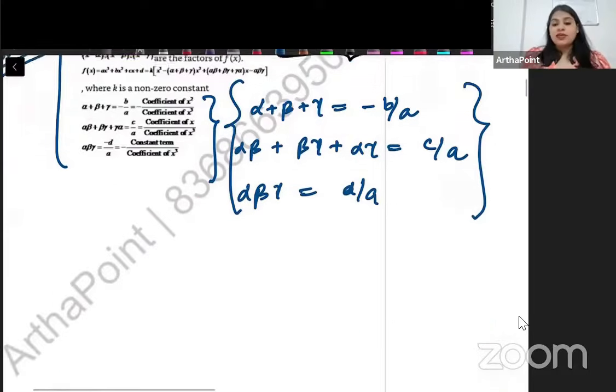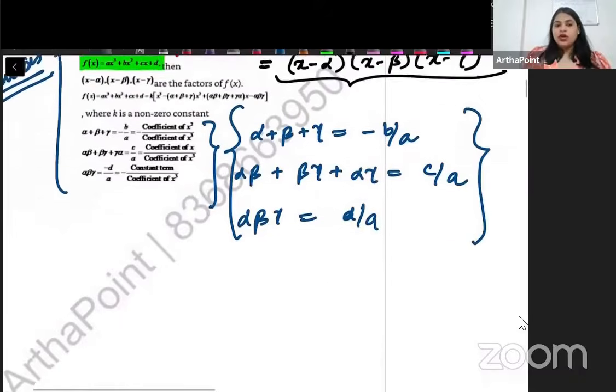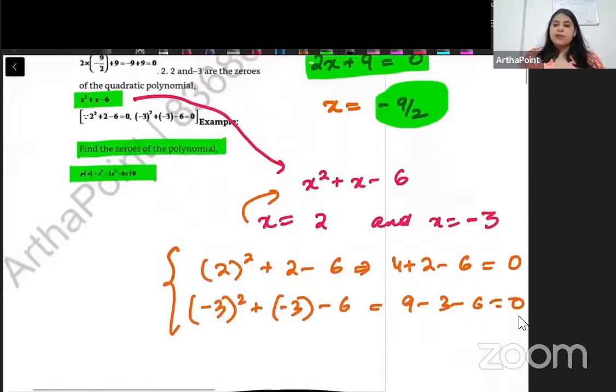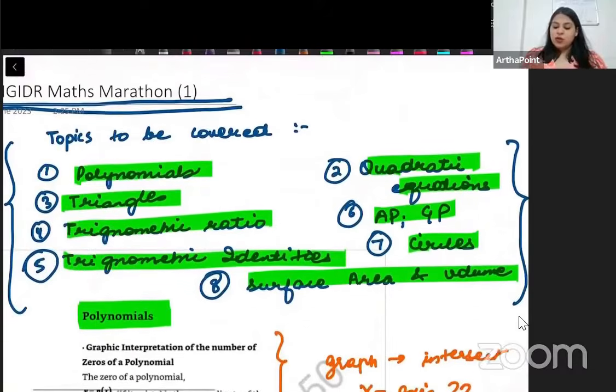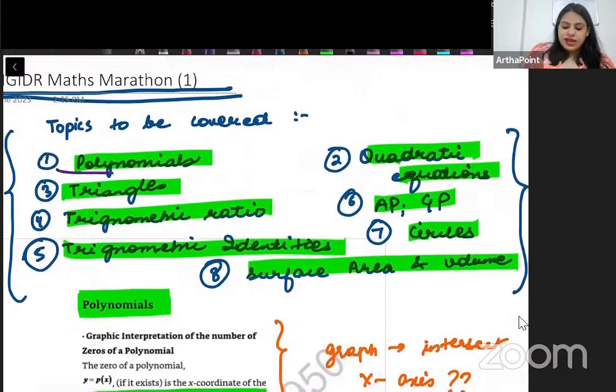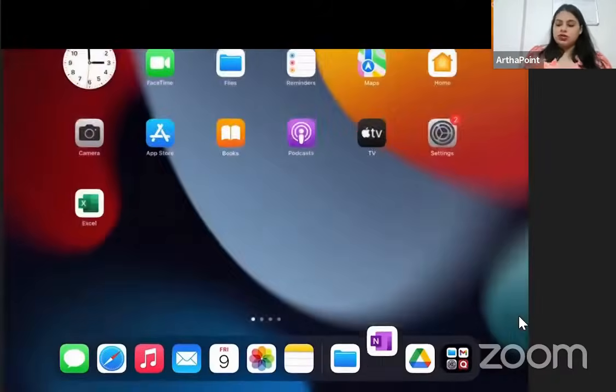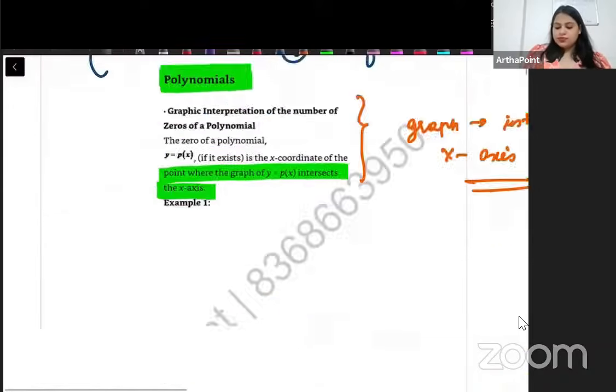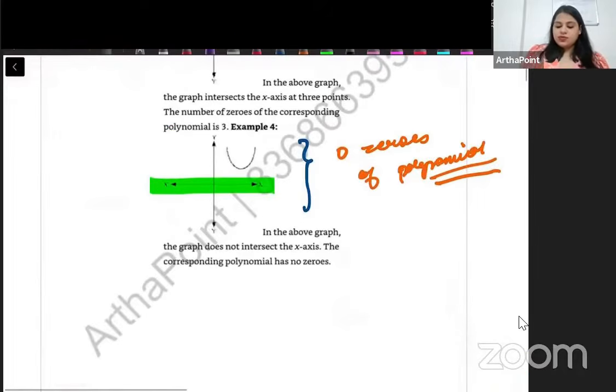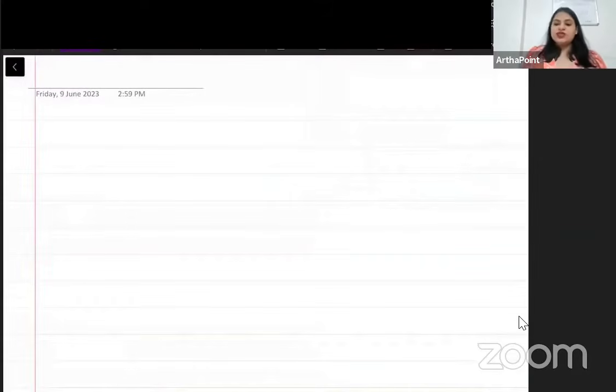Beta, all this can come in the exam. You have to be very thorough with it. So this covers our first chapter, which is called polynomials. We have successfully covered polynomials. Okay, beta, now I will give you some questions that you have to go ahead and solve right now, and then we will move on to the next chapter. So take the assignment, do this, and then let's go on to the next chapter.